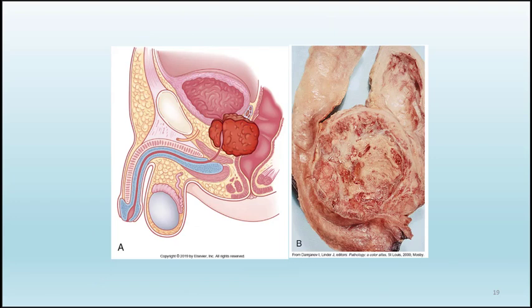In this image here of prostate cancer, you can see that this cancerous tumor of the prostate has invaded the rectum, part of the colon, and invaded the bladder. And what this can do is lead to blood in the stool as well as blood in the urine.